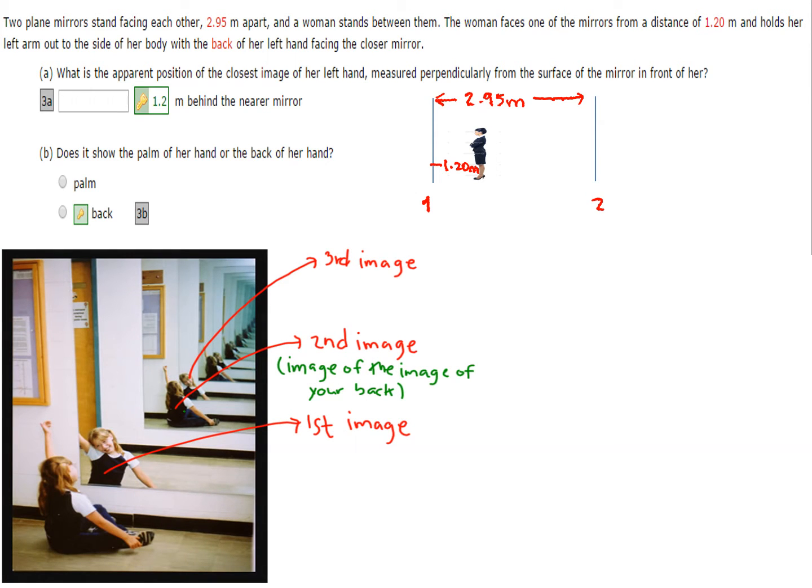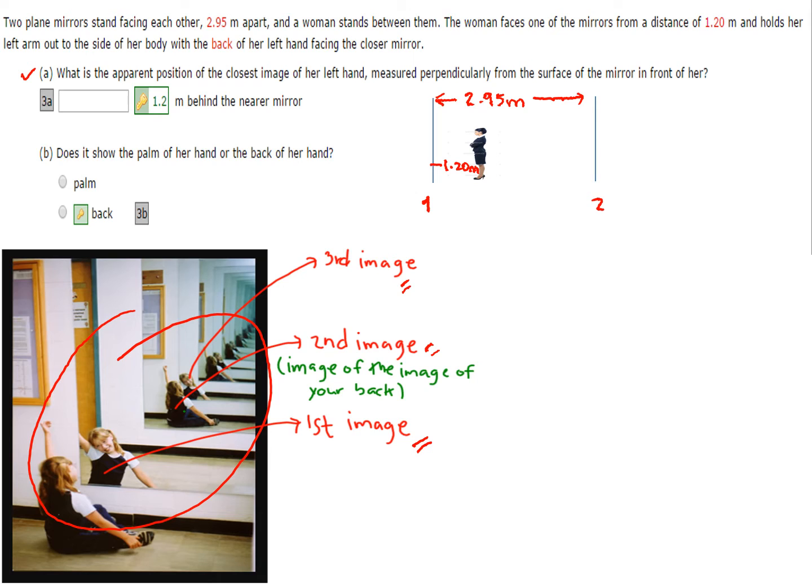Wherein we could see the first image, the second image, which is the image of your back, and the third image. We will know more about this illustration as we move along with the rest of the problems. Now, what is the apparent position of the closest image of her left hand? That's question A, measured perpendicularly from the surface of the mirror in front of her.